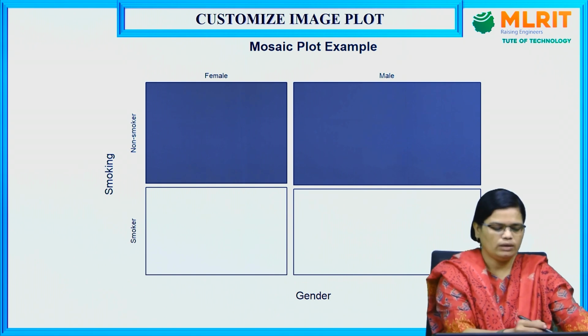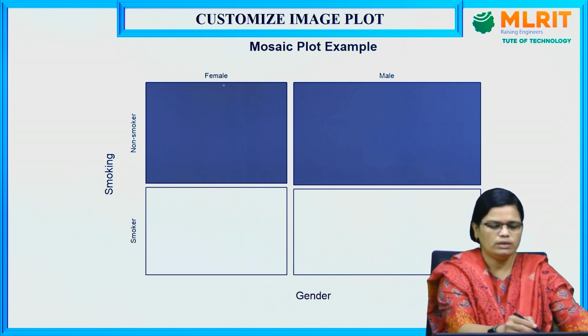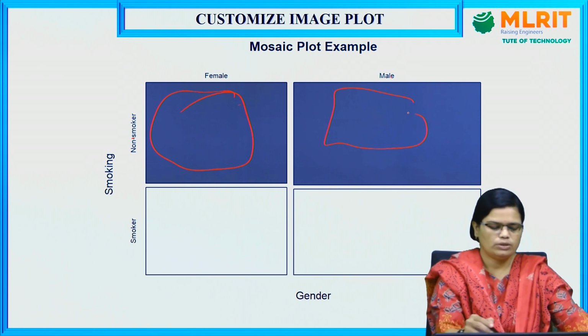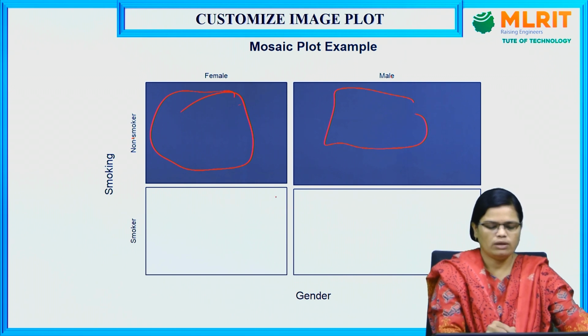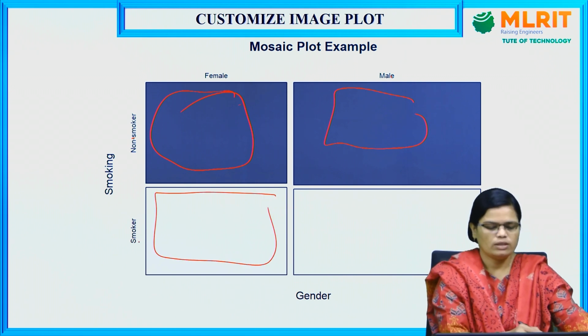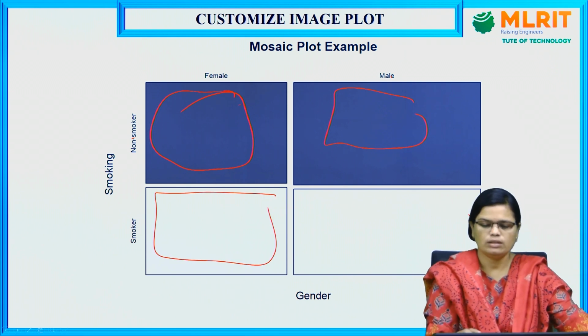So here, how you have to view this one is: female non-smokers, these many are there. Non-smoker male, these many. Female smoker, this is the box, these many are there. And this is the smoker and male.